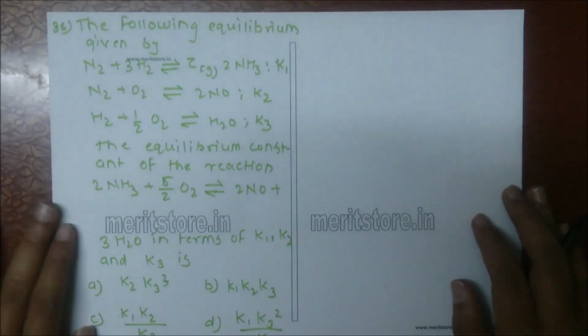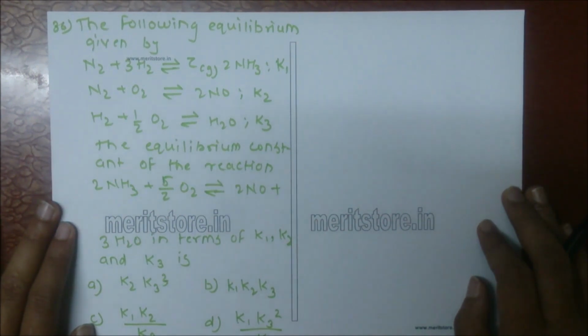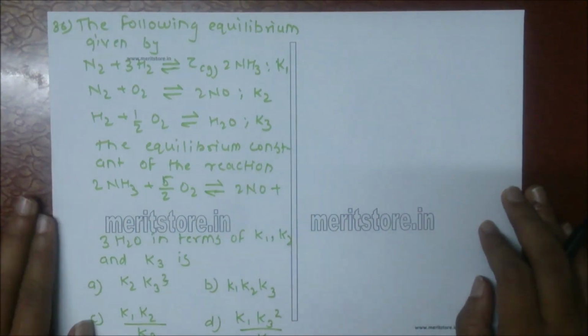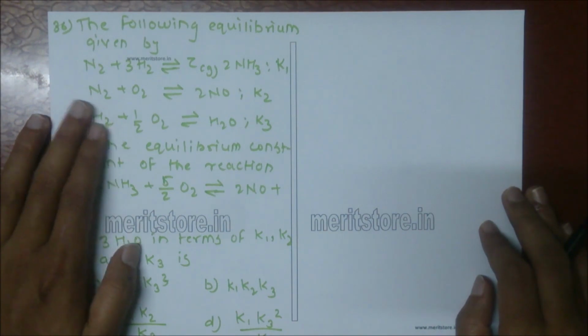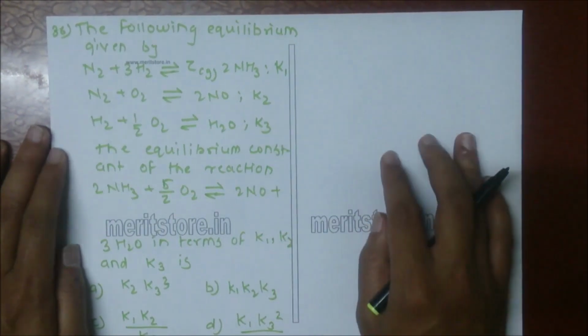The following equilibria are given: N2 plus 3H2 giving 2 ammonia, K1. N2 plus O2 giving 2NO, K2 is the equilibrium constant. And H2 plus half O2 giving water, K3 is the equilibrium constant of the reaction. For 2 ammonia plus 5/2 O2 giving 2NO plus 3H2O, we have to find the equilibrium constant in terms of K1, K2 and K3.